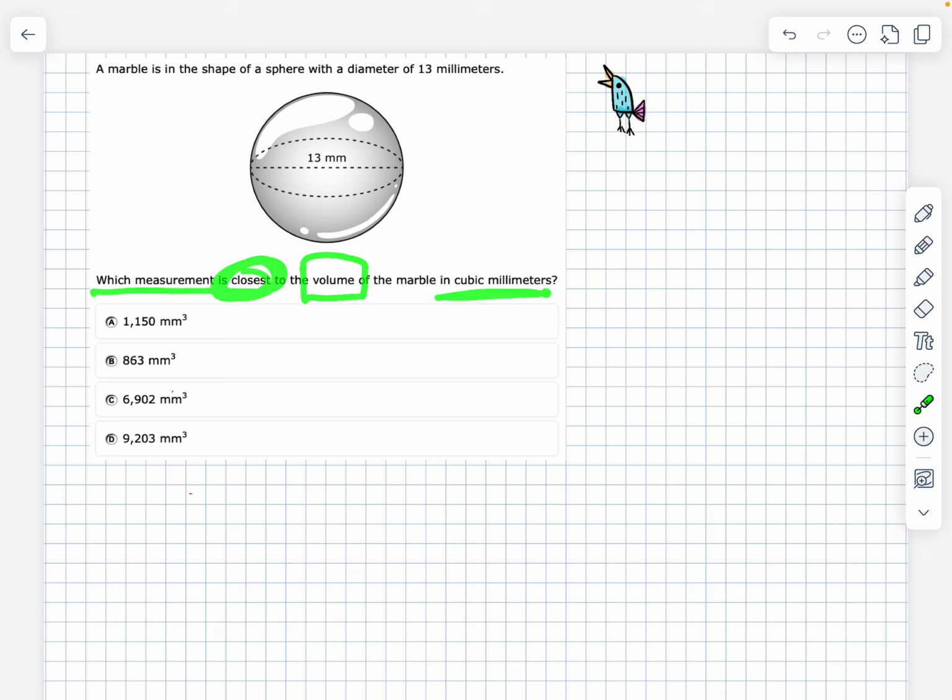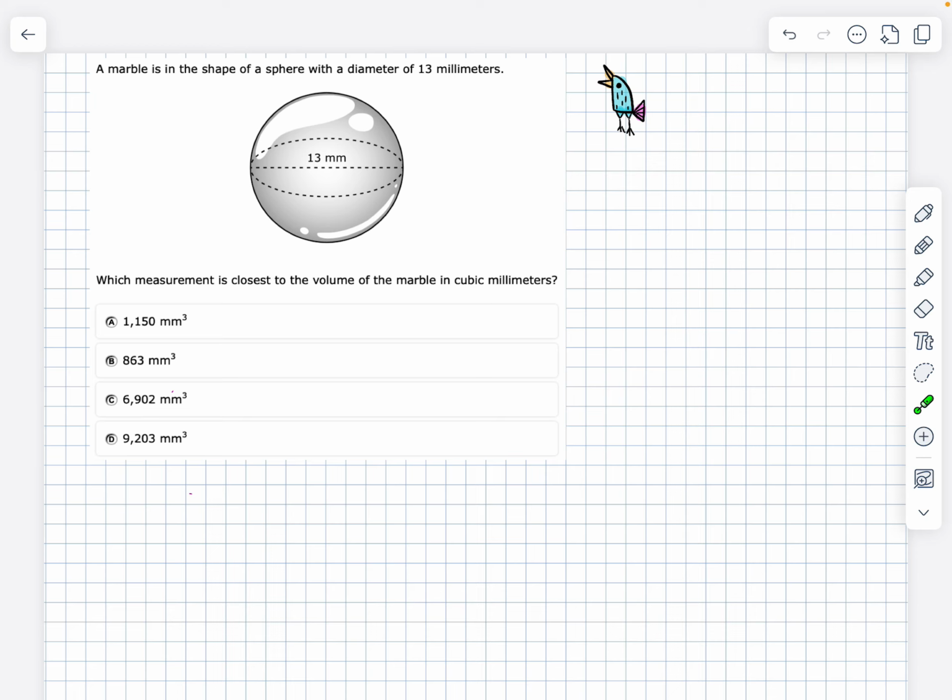marble in cubic millimeters. So the first thing I do, and this is pretty simple, I just look at the units and make sure they match what they're asking. So cubic millimeters is the same as millimeters cubed. So those are all good, so check.